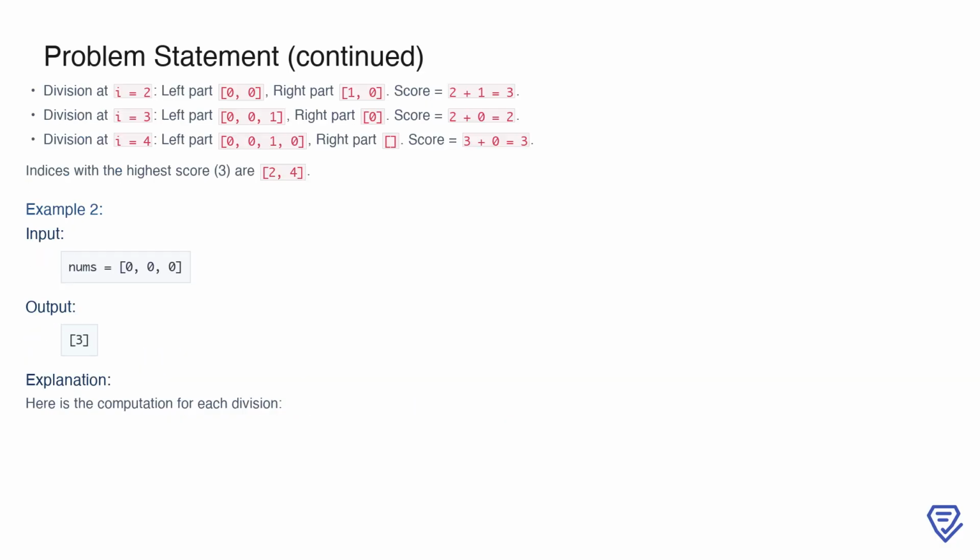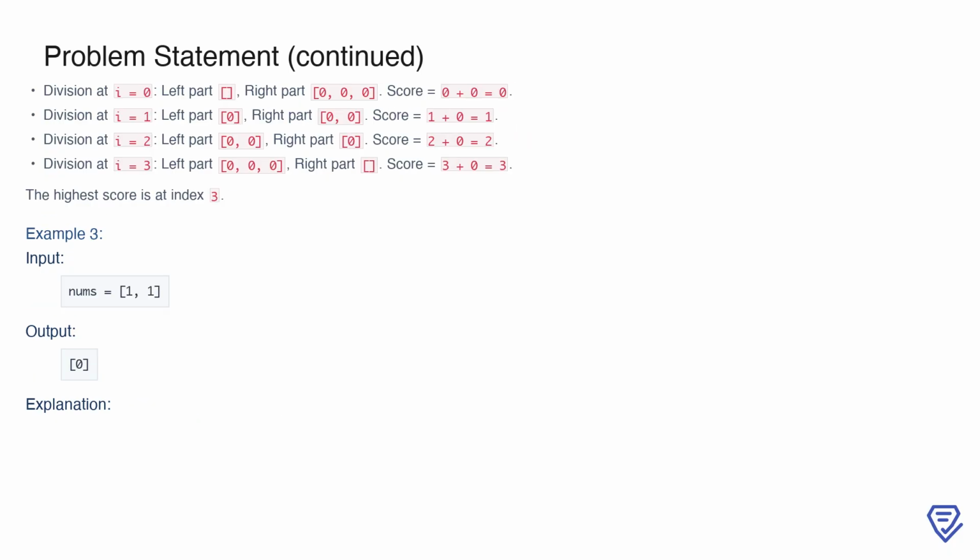For the same example, when dividing at i equals 2, the left part becomes 0, 0, with 2 zeros, and the right part is 1, 0, with 1 one. This results in a score of 2 plus 1 equals 3. At i equals 3, the left part is 0, 0, 1, with 2 zeros, and the right part is 0, with no ones, giving a score of 2 plus 0 equals 2. Finally, at i equals 4, the left part includes the entire array, 0, 0, 1, 0, with 3 zeros, and the right part is empty, contributing no ones. The score here is 3 plus 0 equals 3. The highest score is 3, which occurs at indices 2 and 4. Therefore, the output is 2, 4.